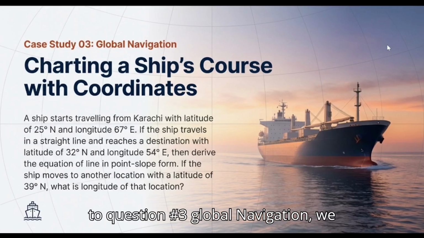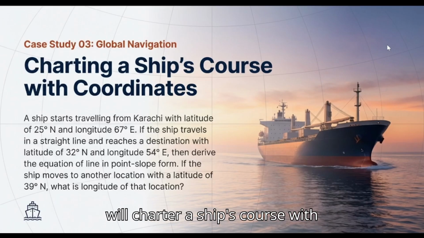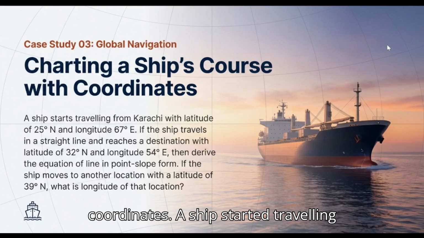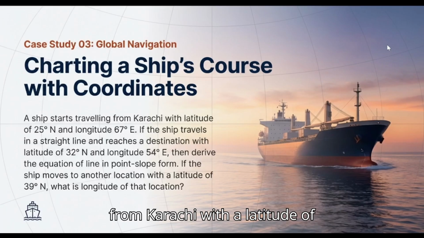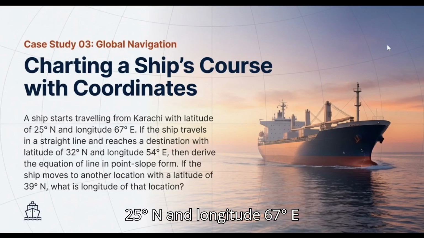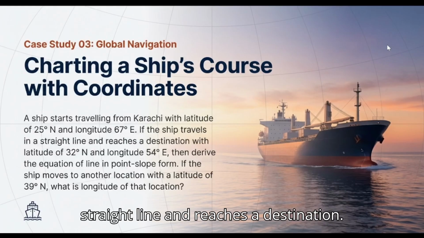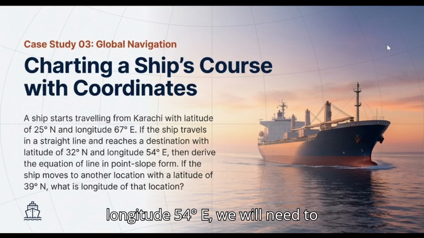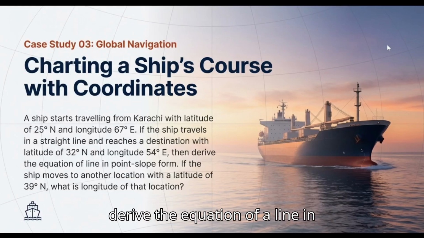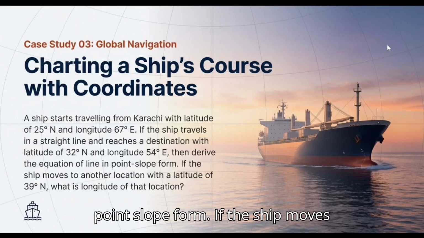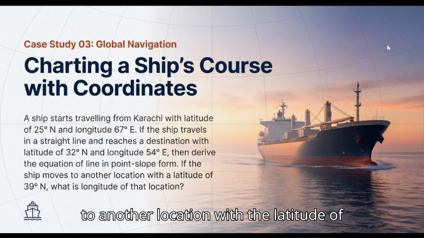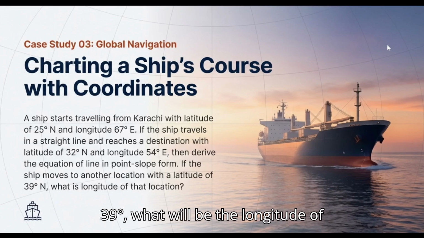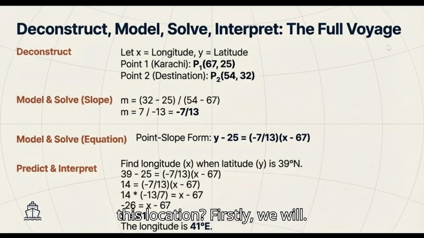Moving on to question number 3, global navigation. We will chart a ship's course with coordinates. A ship started traveling from Karachi with a latitude of 25° north and longitude 67° east. If the ship travels in a straight line and reaches a destination with a latitude of 32° north and longitude 54° east, we will need to derive the equation of a line in point slope form. If the ship moves to another location with a latitude of 39°, what will be the longitude of this location? Firstly, we will deconstruct, model, solve and interpret.